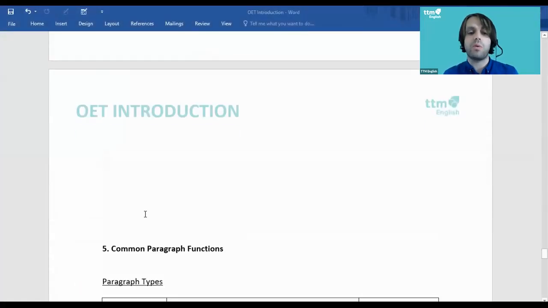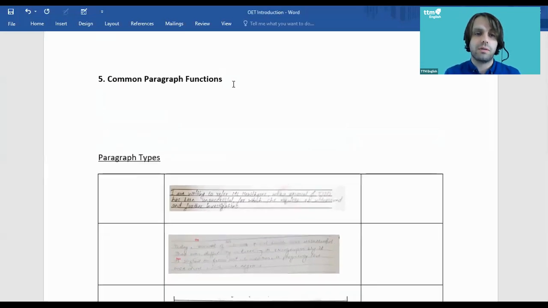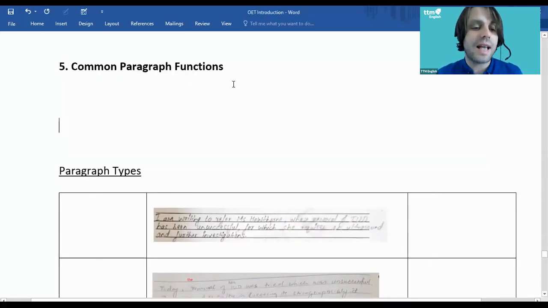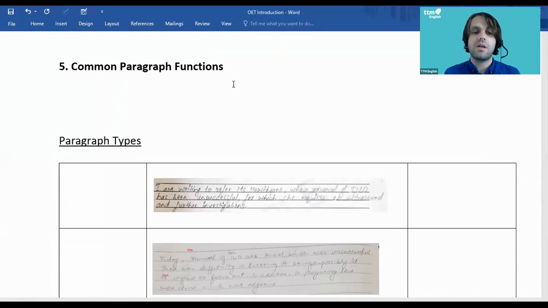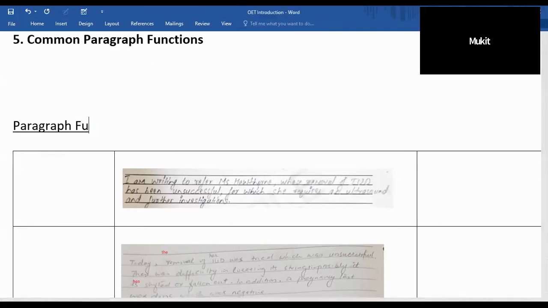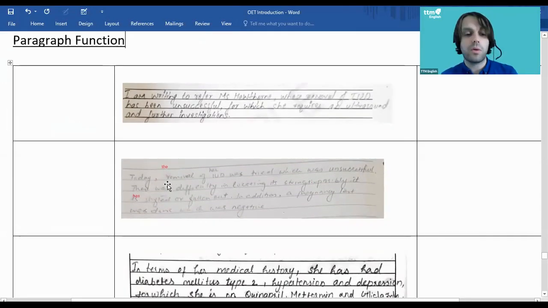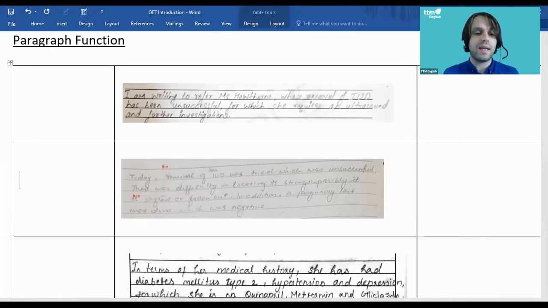Let me show you some more functions though, okay? This is what I'm trying to work into. Common paragraph functions, right? So the end of this class will be just us talking about different types of paragraphs you can write and what you need to do in those paragraphs. So it's kind of like a test as well, but very easy. What does it say here? I'm writing to refer. What type of paragraph is that, guys? Introduction paragraph, right? And I've just spoken about that. I'll speak about that again in a minute.